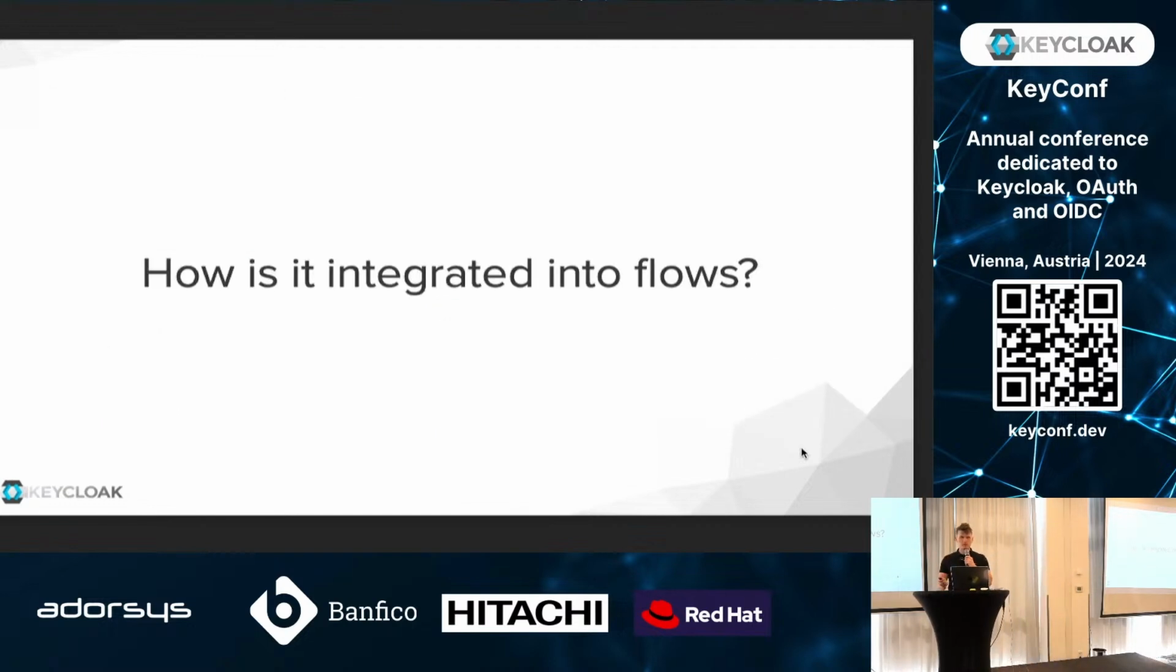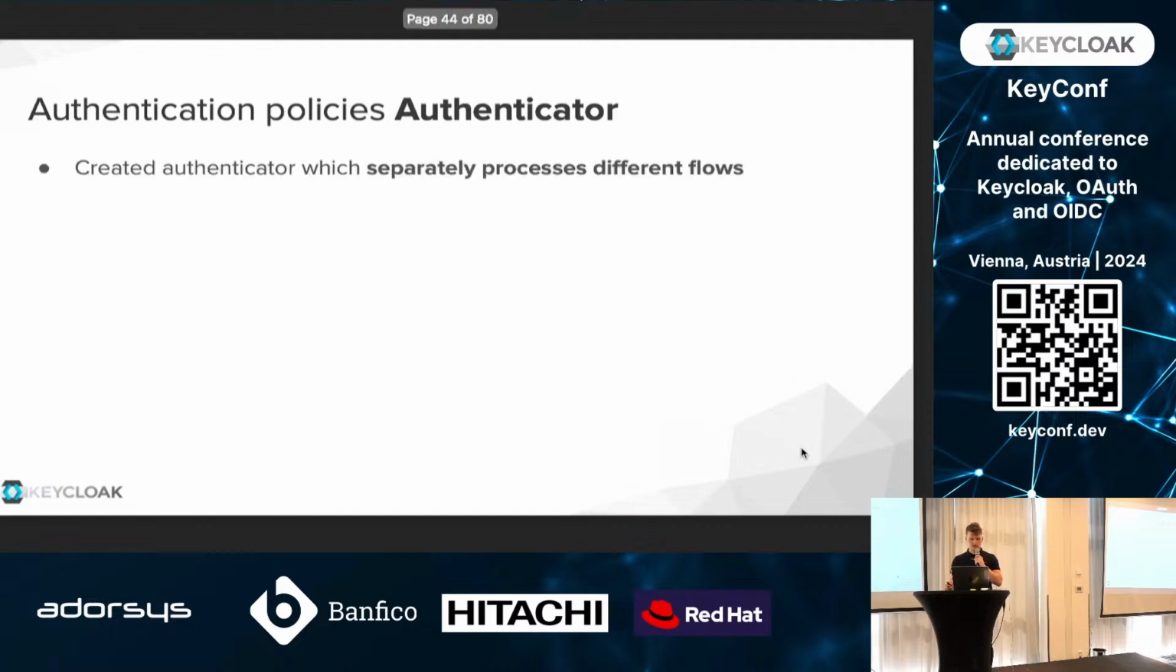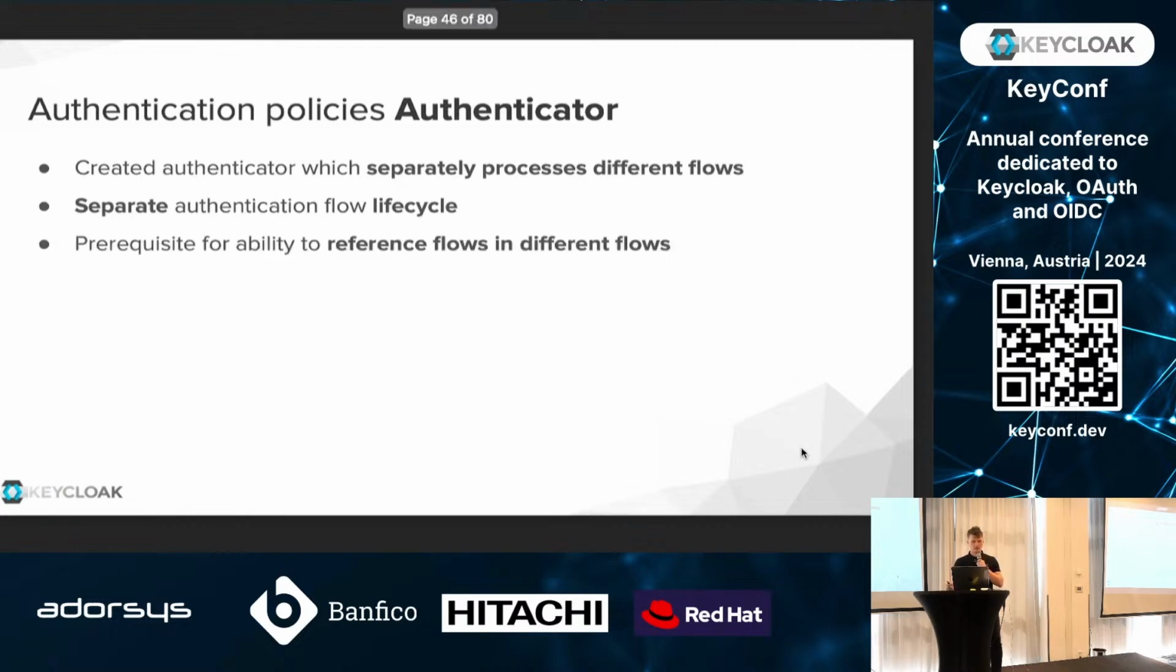And how is it integrated into Keycloak authentication flows? There's a new authenticator for the authentication policies that separately processes different flows. It means that it also has a separate authentication flow lifecycle, like a nested lifecycle of these flows. It's also the prerequisite for the ability to reference flows in different flows.